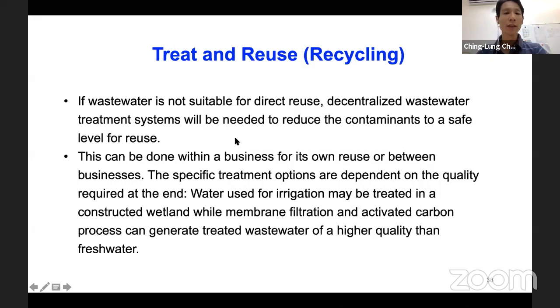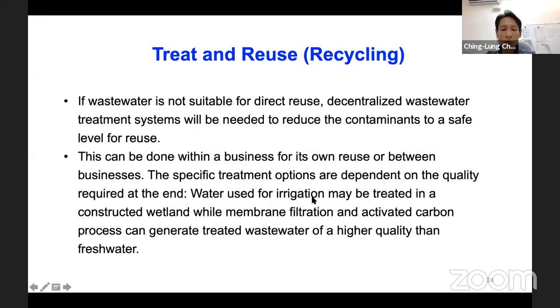Okay, and then this is the treat and reuse. If wastewater is not suitable for direct reuse, a decentralized wastewater treatment system will be needed to reduce the contaminants to a safe level for reuse. This can be done within a business for its own reuse or between businesses. The specific treatment options are dependent on the quality required at the end.